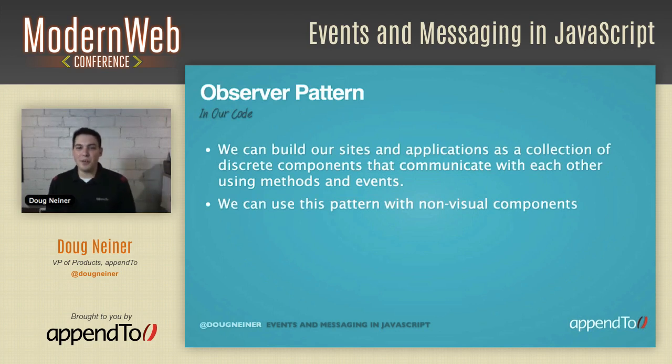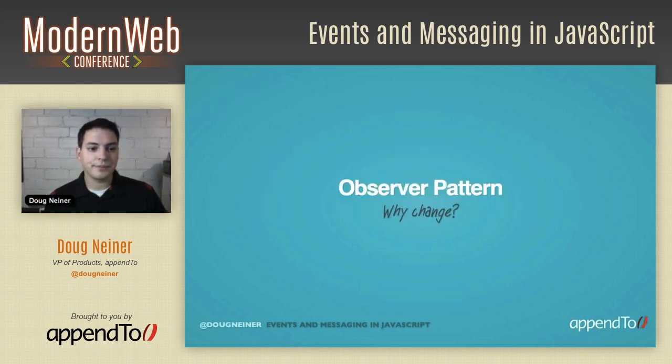Okay, so here's where it's going to be fun. We're going to jump into an example application that we're going to build. Not actually build, but we're going to walk through it as if we're building it and think through how we can try to integrate some of these eventing systems into our code and see how that looks. The nice thing is, with the observer pattern and a good API, we can build our sites and applications as a collection of these discrete components that communicate with each other using methods for input and events for output. Of course, we can use this pattern with non-visual components. So those events don't have to be user interactions. It can be something from a WebSocket. It could be one of your pieces of code firing on a timer. Any number of things can pose these events.